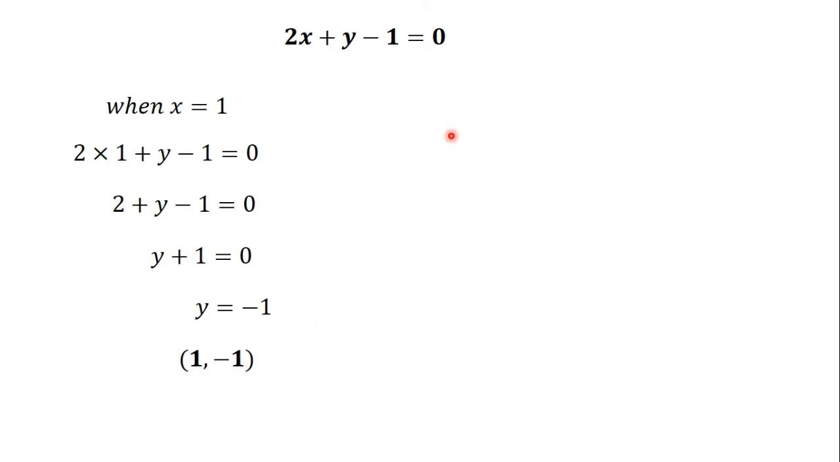Let's find the second point. I'll assume x is equal to 0. As I said in a previous video, you can choose any point of your choice. For the first point, I chose x = 1, and for the second point, I'm choosing x = 0. I'm choosing smaller values because it will make your calculations easier. And also when you choose smaller values, you can choose a very simple scale so that you can draw your graph easily.